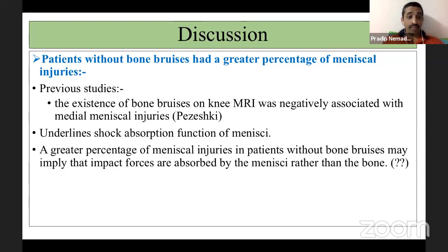And again, previous studies showed that the existence of bone bruises on MRI were negatively associated with the medial meniscal injury. So again, it just potentiates the previous study. However, the explanation given by the author is that this underlines the shock absorption function of the menisci, and greater function of meniscal injury in patients without bone bruise could be because in these patients the impact force was absorbed by the meniscus rather than by the bone. But I couldn't align with the opinion of the author on this.